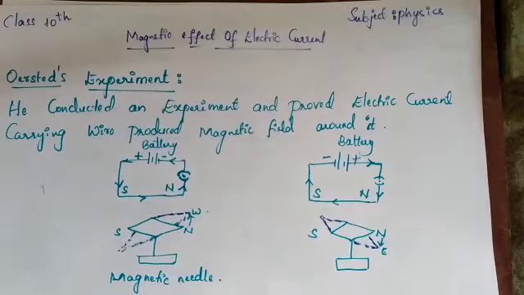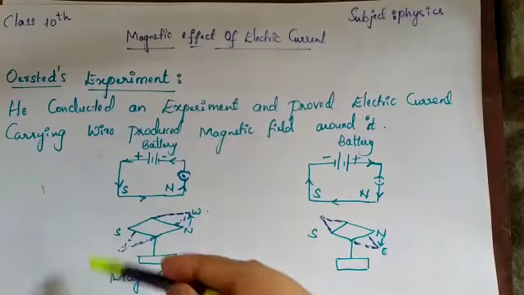So he conducted an experiment to prove that an electric current carrying wire produces a magnetic field around it. When electricity passes through a wire or a conductor, that conductor will produce a magnetic field around it. This is what Oersted proved by his experiment. Now let me see what happens.